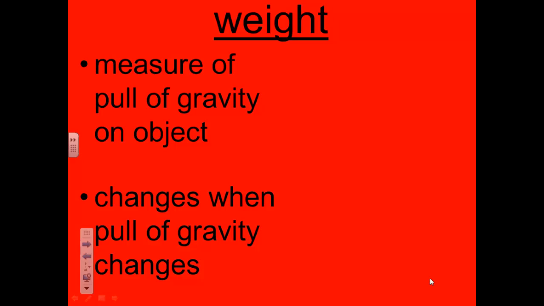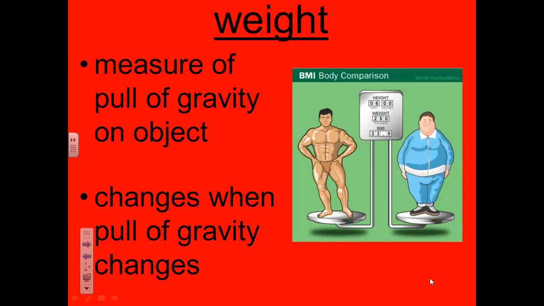If an object is too large to hang from a scale, you can add up the weights of all the object's parts. The total weight of the parts always equals the weight of the whole object. Weight changes when the pull of gravity changes. Gravity is not the same everywhere on Earth. For example, the pull of gravity decreases slightly as an object is lifted to the top of a mountain. Therefore, the object's weight becomes a little less.